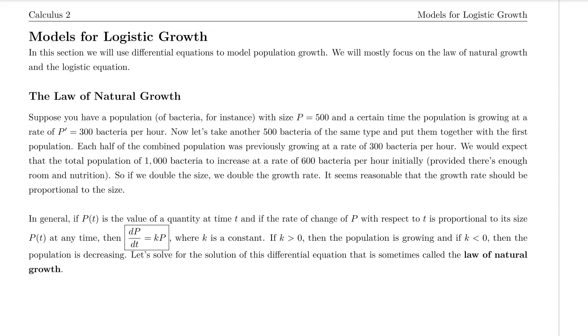So if we double the size, we double the growth rate. It seems reasonable that the growth rate should be proportional to the size.